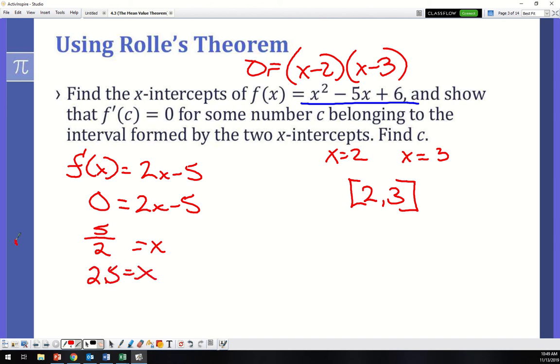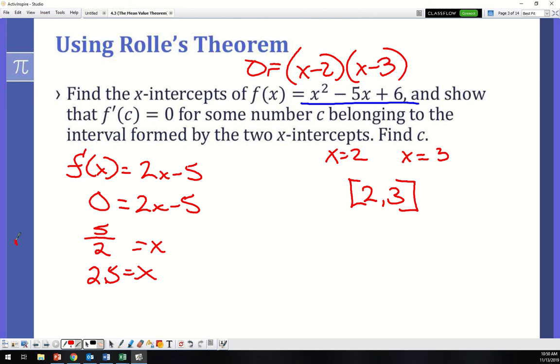2.5 equals x. Is that in my interval? Yes, it is. So that means it tells me that there is going to be a c value. This is my c value. It's inside that interval where there is going to be a min or a max. We're eventually going to talk about what the c value is going to be by figuring out something else also, but we'll get to that later.